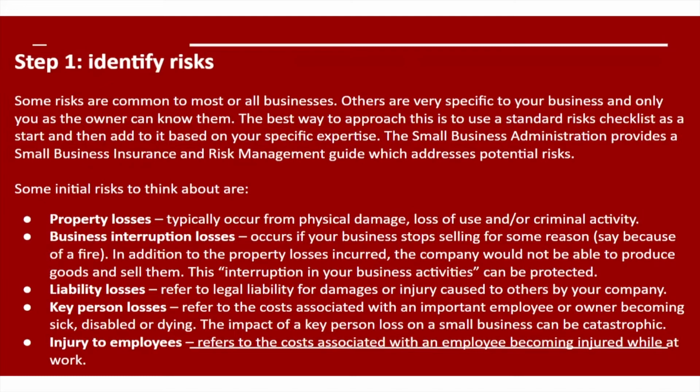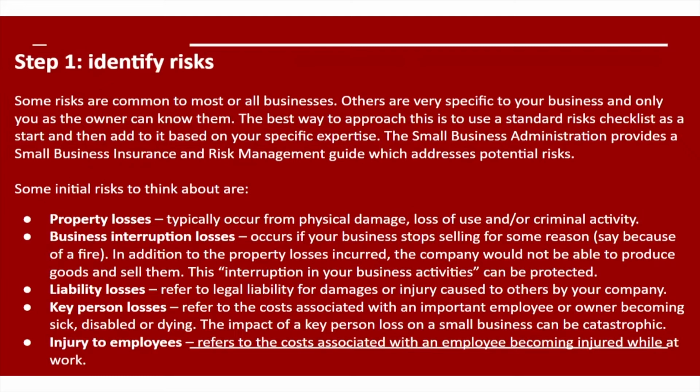If you look at the internet for your type of business, you can find out what some of the risks are of operating an ice cream stand or a hardware dealership, or these sorts of things. The Small Business Administration provides a small business insurance and risk management guide which addresses potential risks. So you go to a COA or people like that who supply a lot of information for business, they usually have a listing of particular types of things that come under the category of identifying risk.